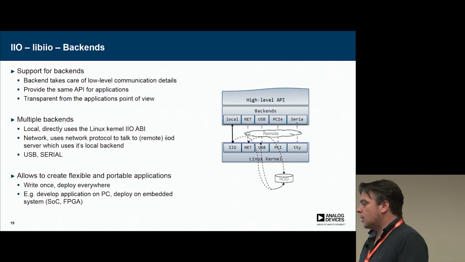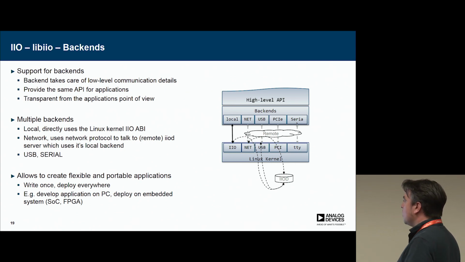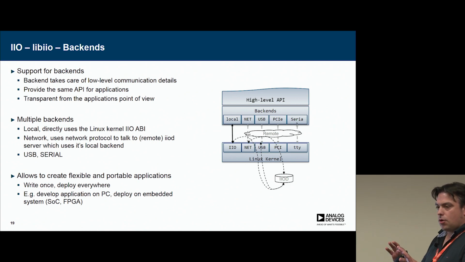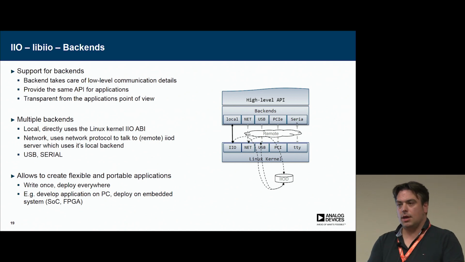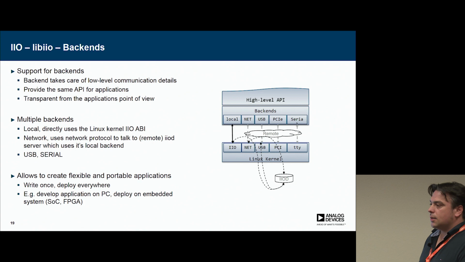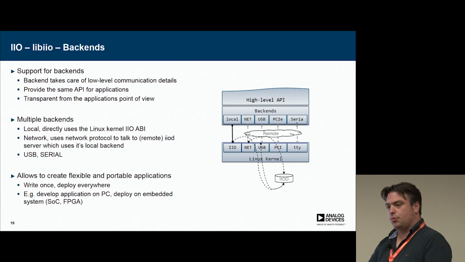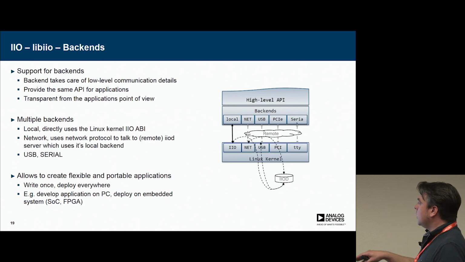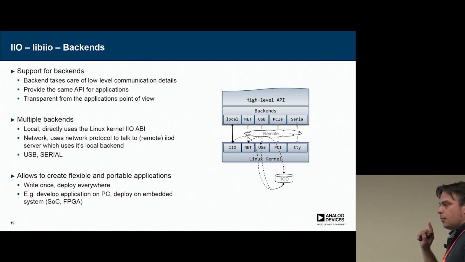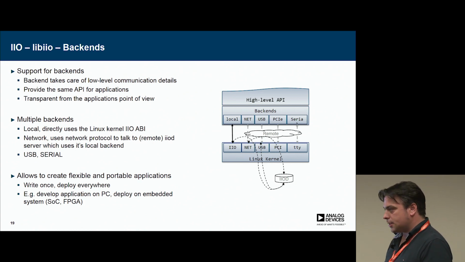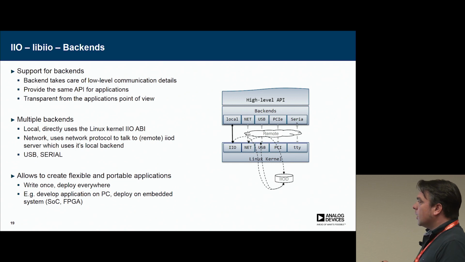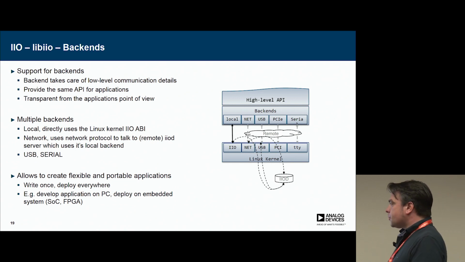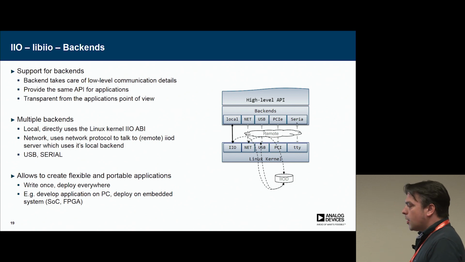Backends. So the concept of libiio is that you have a local backend and that you can also have remote backends. So you can write your code on your PC and just say, I want to use the network backend, and it connects to the radio, which is over here, over a network link. It can also be a USB link or a serial link, or it might even be a PCI Express interface. So backends are totally transparent from an application point of view. So it doesn't really matter.